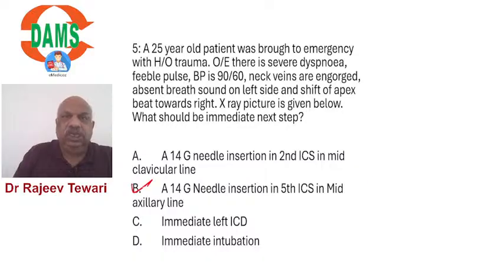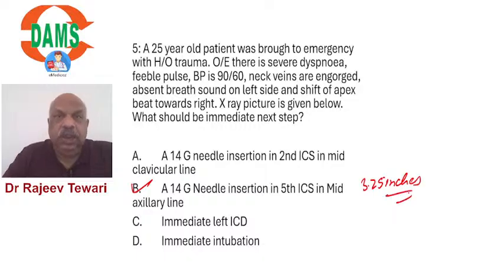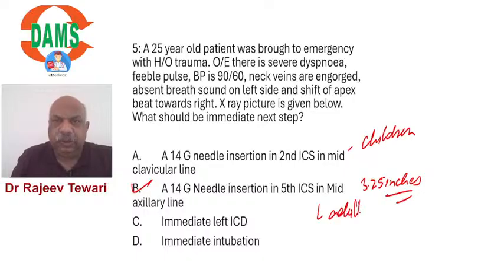A 14G needle, the length should be 3.25 inches. That's the ATLS guideline. Insert the needle in the 5th intercostal space in mid-axillary line. This we choose for children and this we use for adults. Engorged neck vein, hypotension, mediastinal shift, this all suggests tension pneumothorax.